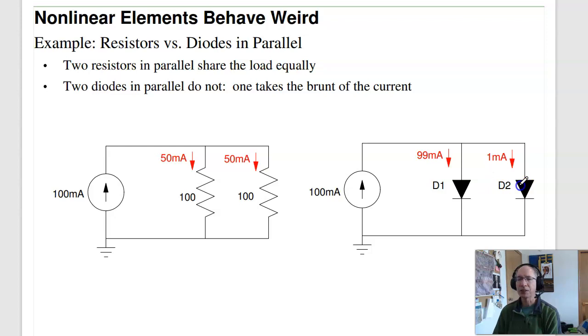versus the other. So likewise, if I have 2 resistors that can't handle the power, I put them in parallel. Do that to diodes, and that's not going to work. If I put them in parallel, this one takes the brunt of the current and burns out. Now this one takes all the current and burns out. This is how you burn out diodes.